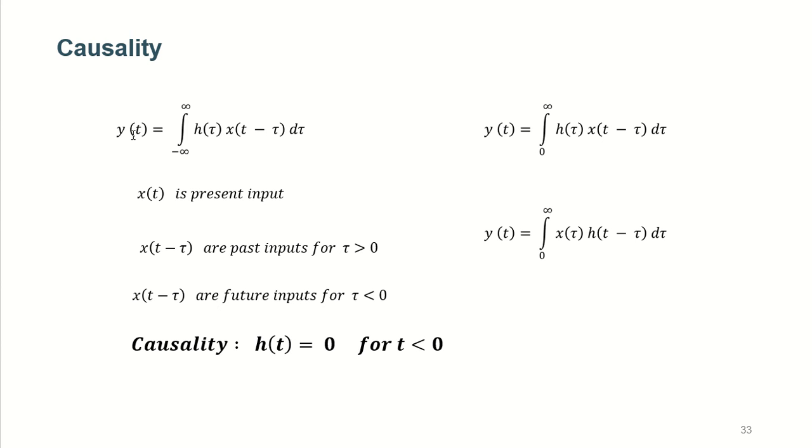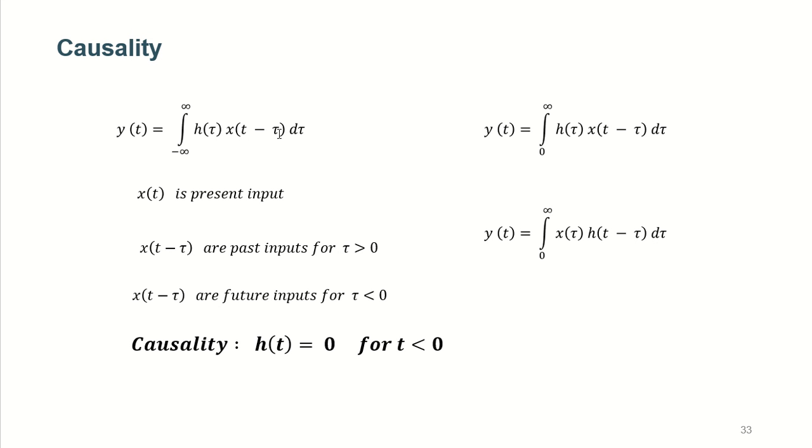So your output will still be y of t, right? So it will not be causal. In that regard, what needs to happen is that either h of tau or x of t minus tau must be 0 for tau less than 0 if you want to make your system causal, right?